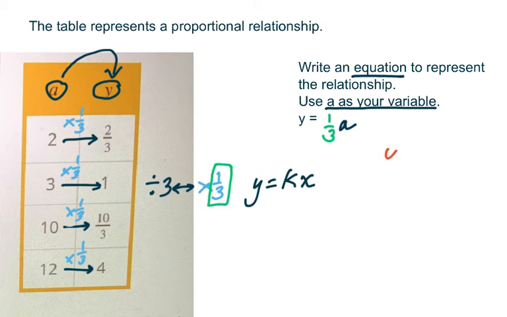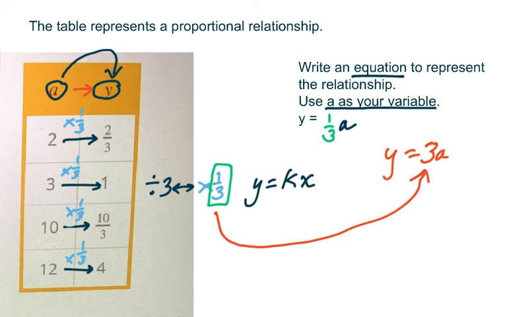If you chose y equals 3a, then I think you were on the right track, but you forgot that you need to use a value that you can multiply by to go from the independent to the dependent variable. If you were to multiply by 3, 2 times 3 does not give me 2/3. 3 times 3 does not give me 1, and so on. You were using that division relationship, which I also noticed when I first looked at the problem, but you forgot that your constant of proportionality needs to be one that you can multiply by.